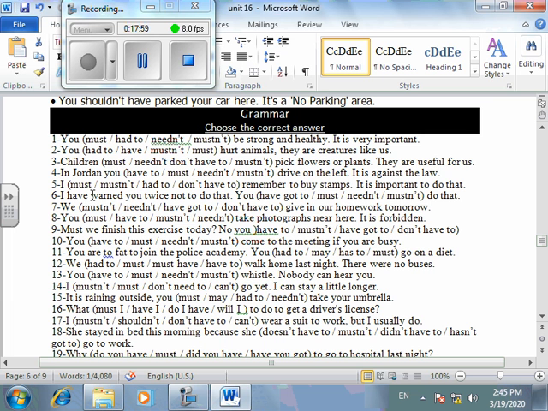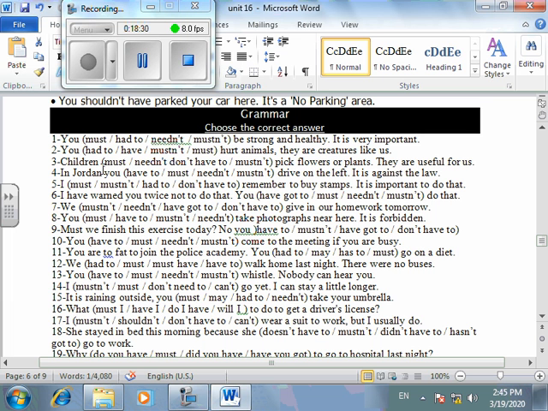Time is running. You must be strong and healthy. It is a very important rule. You, of course, must be. You mustn't hurt animals. They are creatures like us. Children mustn't pick flowers or plants. They are useful for us. So tell me, which is stronger? Needn't, don't have to, or mustn't? Yes, I can hear you.